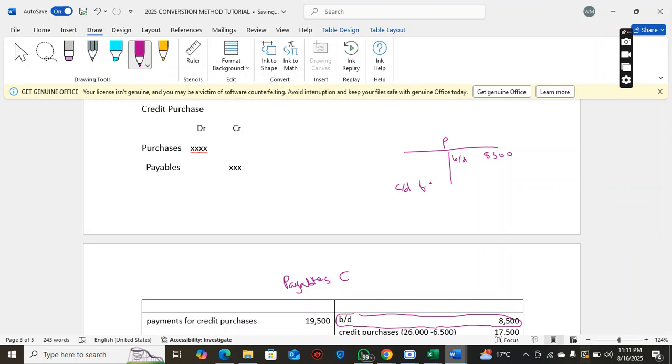Any questions before I move further? Yes, the carried down is the difference between the debits and the credits.